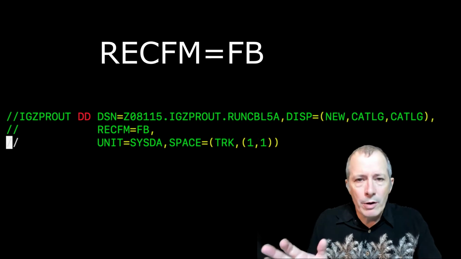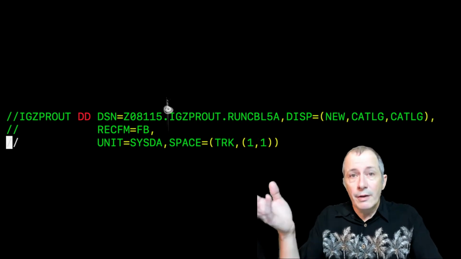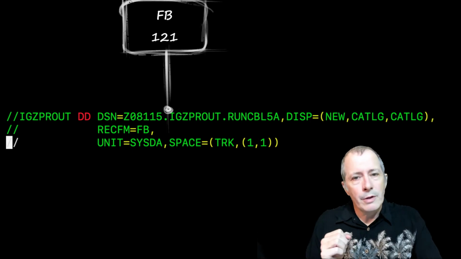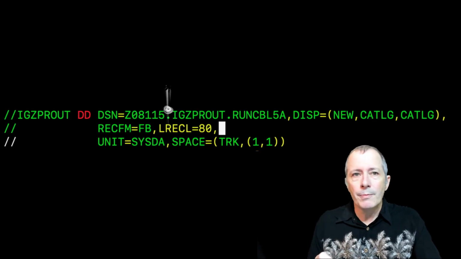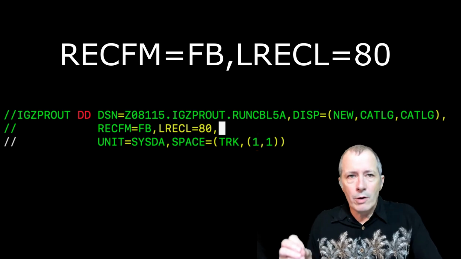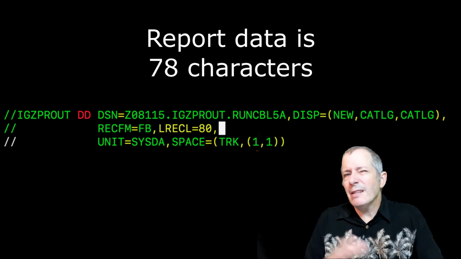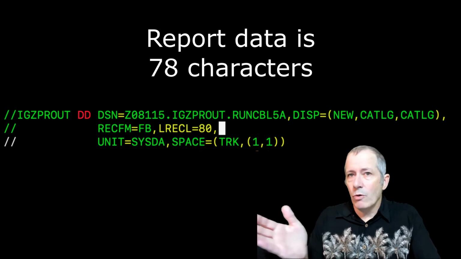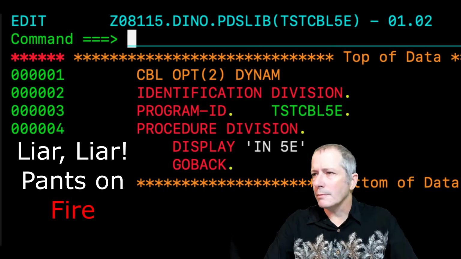You can leave the LRECL off if you wish. In this case, the file is created with an LRECL of 121. It can also be defined as fixed block and LRECL 80. Basically, an LRECL of 78 or greater seems to work.